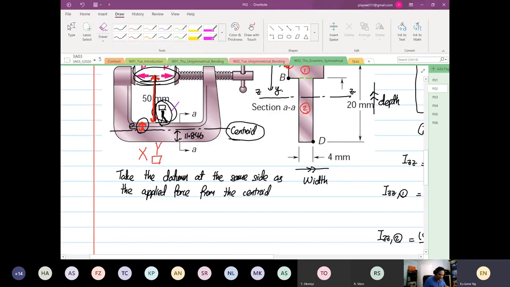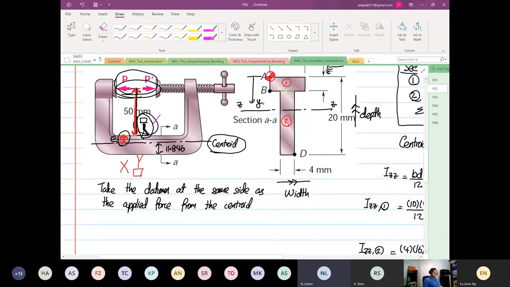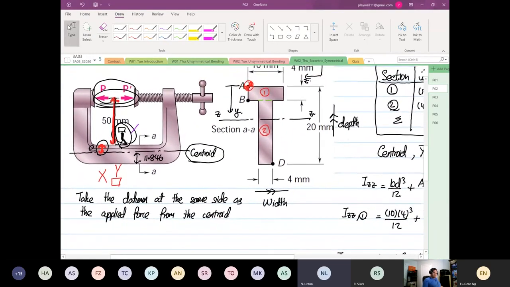Before I proceed, any questions, please? I have a question about the location of the centroid. If we're looking at just the section, the location of the centroid makes sense. But if you're looking at the side view, why do we not include the vertical parts of the clamp in the geometry? The vertical part of the clamp, like where the thread is.